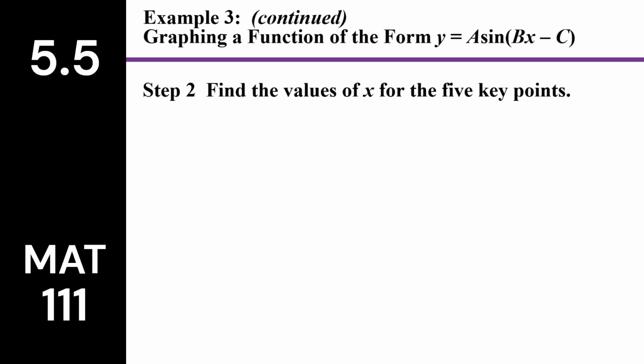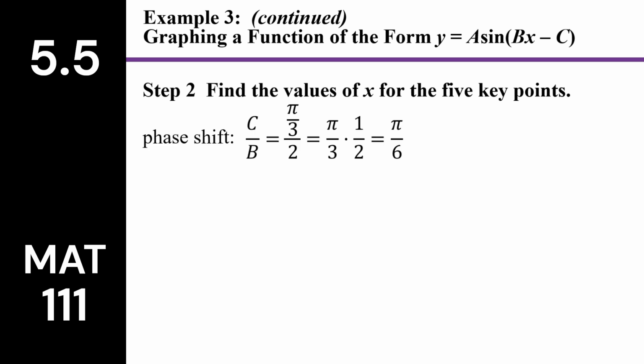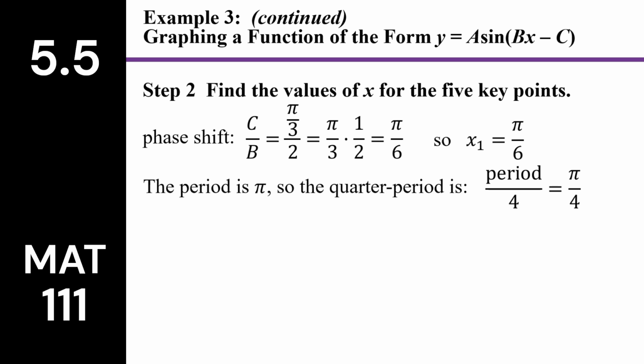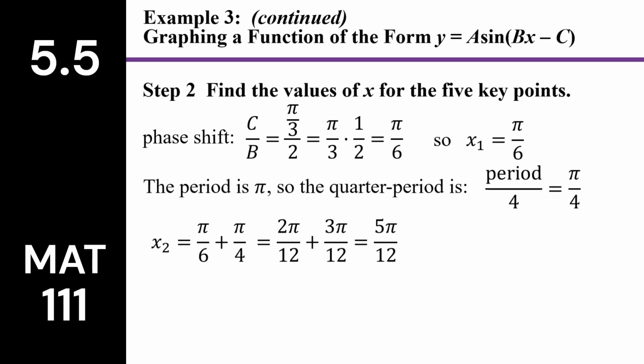For step 2, we find the x values of our 5 key points. Since our phase shift is pi over 6, that will be our starting x value. From that starting x value, we need to add a quarter period. Since the period was pi, the quarter period is pi over 4. So x sub 2 is pi over 6 plus the quarter period. That simplifies to 5 pi over 12.